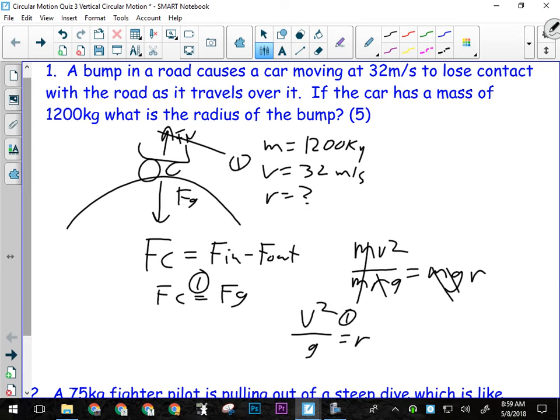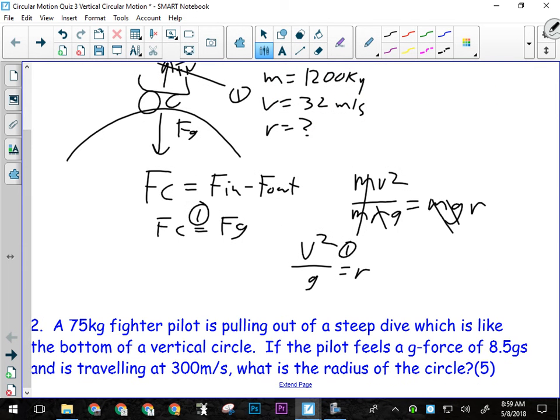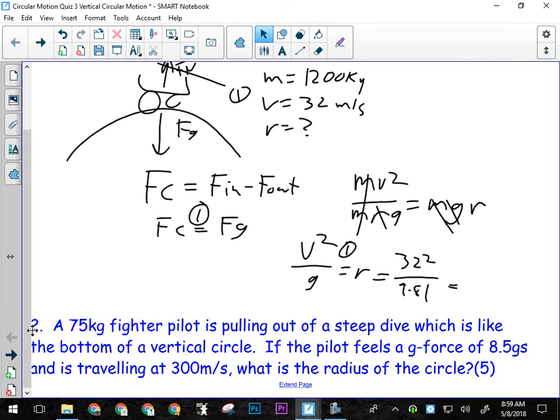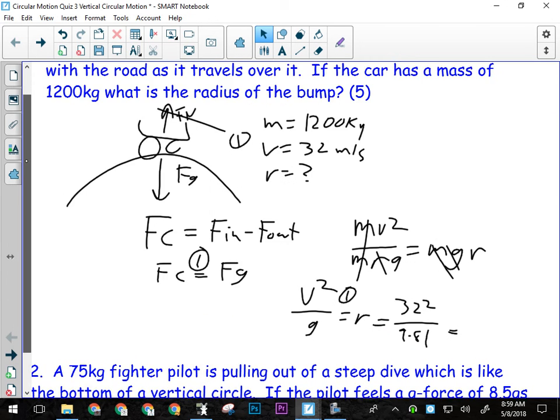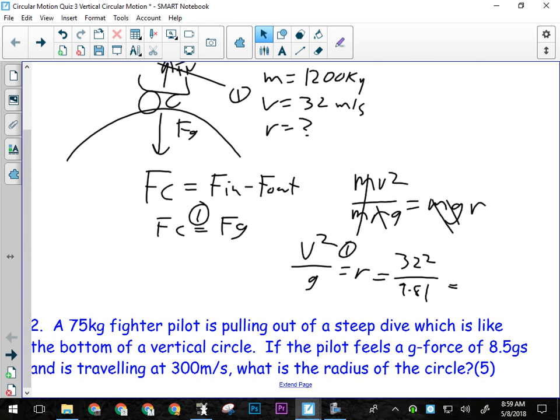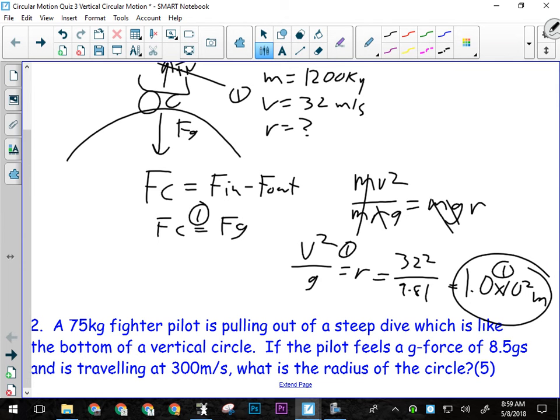What are we up to there? Is that 4? Yeah. Okay. So when our numbers are plugged in, that will be 32 squared divided by 9.81. And answer here, all right, is 104 meters for our radius. Now, I think we only have 2 significant figures, is that right? So it's just going to be 1.0 times 10 to the 2 meters for their 5th and final mark.